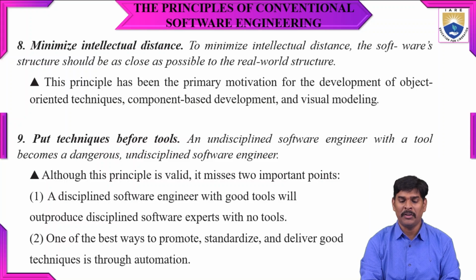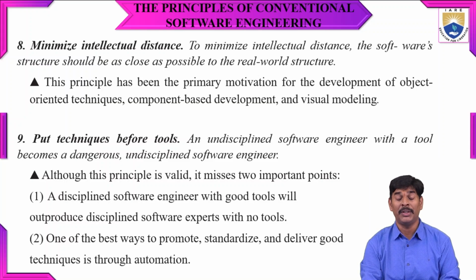So mainly for development of the software, we need to use this object-oriented technique. Here we use the concept called reuse, so we can minimize the length of the code. Also component-based development: previously we have seen that 70% of development will be component based, so automatically the code reduction will also be done. Visual modeling also uses very few lines of code. So when you concentrate on implementing these techniques for development, the distance can be minimized.